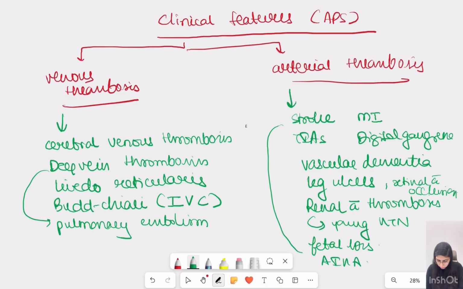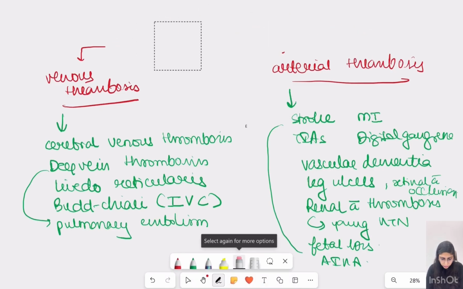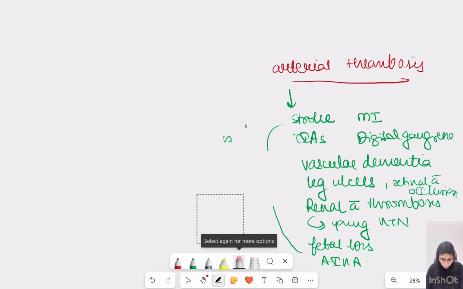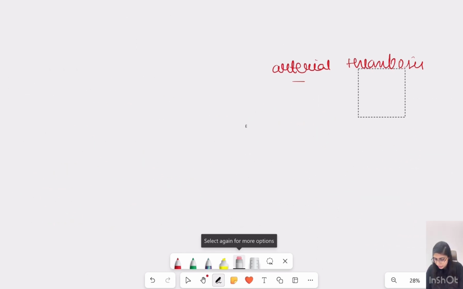Now let's talk about how to diagnose. What is the diagnostic criteria? We know the diagnostic criteria for antiphospholipid syndrome is Sapporo criteria. Very good.